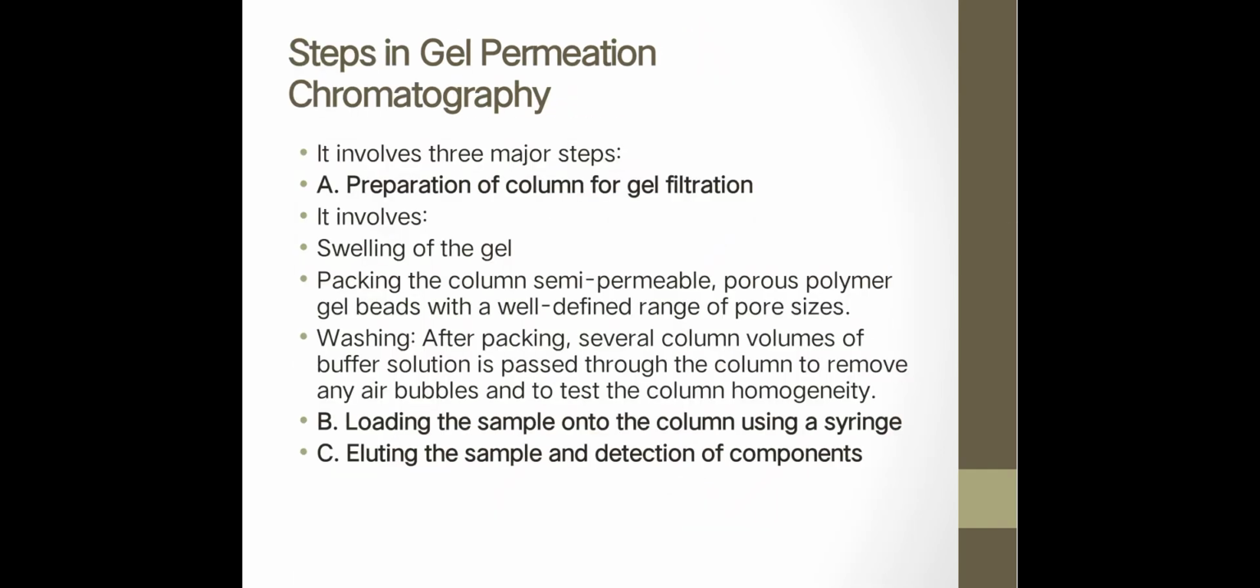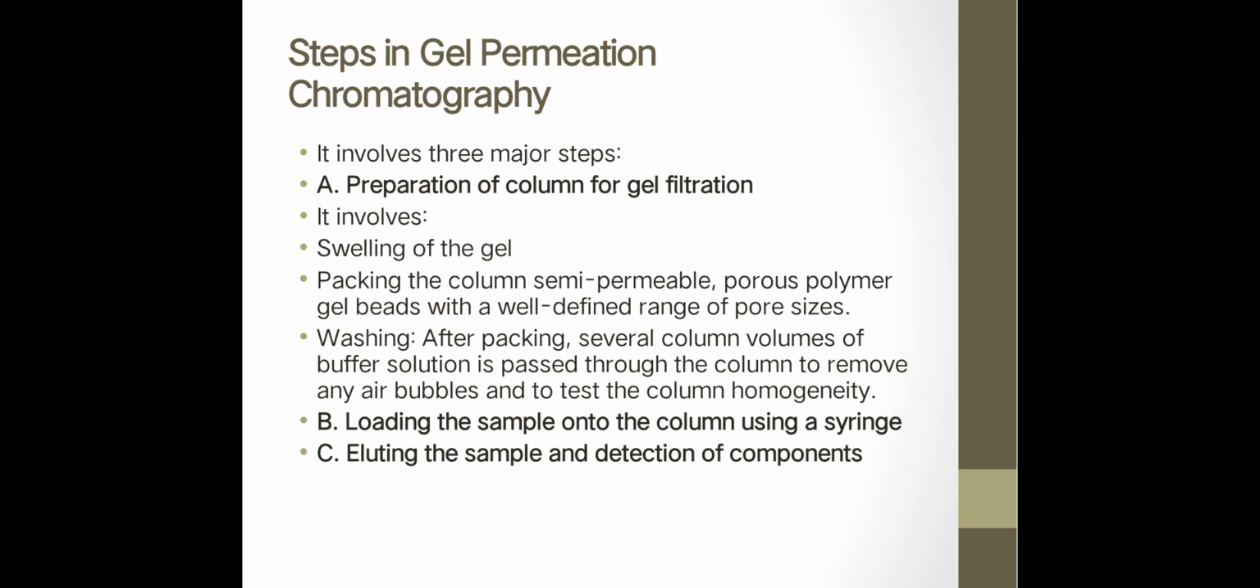We will see the steps. It involves three major steps for running this chromatography. First, preparation of the column for gel filtration. It involves the swelling of the gel. Whatever gel we are using for this preparation, we have to swell it. Then pack the column with semi-permeable porous polymer gel beads with well-defined pore size.